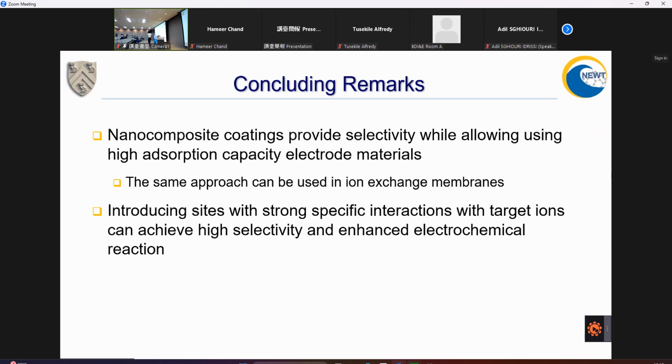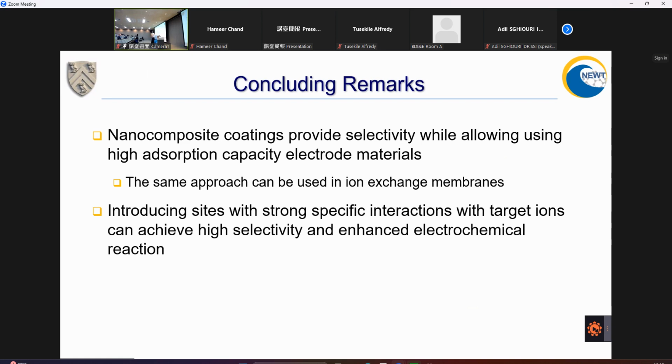So with that, I wanted to conclude my talk by trying to show two main points here. Nanocomposite coatings can provide selectivity if you have these highly selective nanosorbent particles in them. But as I said earlier, we're still working on this, right? The substrate itself is also very important.